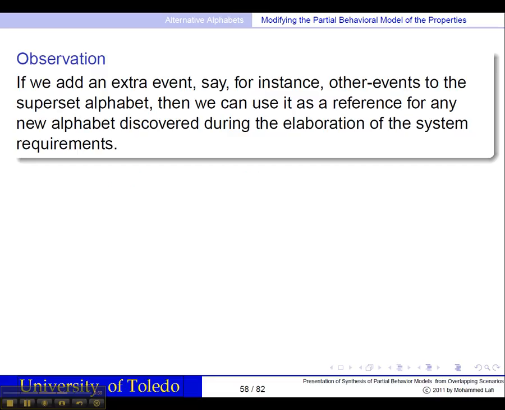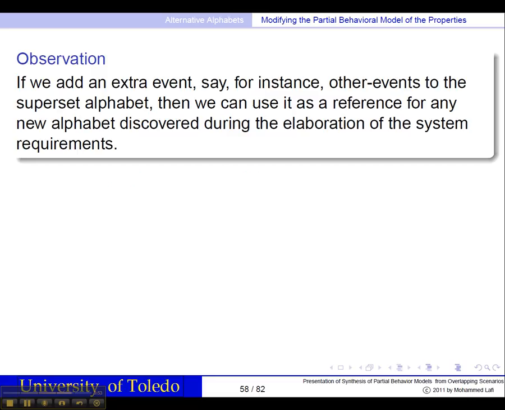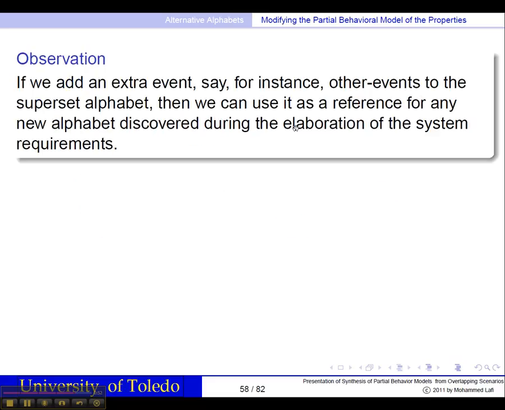Observation: if we have a new alphabet, it will belong to the second one of these categories, which is the superset alphabet minus the communicating alphabet. If we have some reference to the actions or to the transitions that are created for this set of actions, then any new actions or events will be added to this. Therefore, we will add a new event or a new action called other actions.